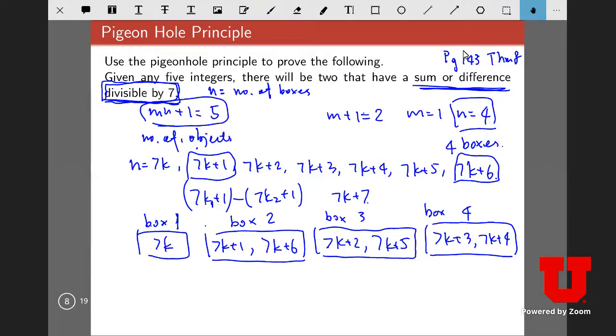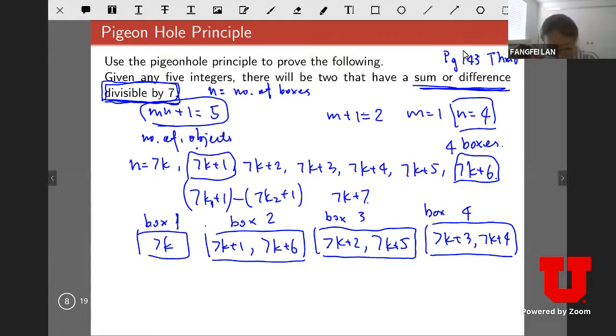I have a question. Is this only for the sum? Do we have to do the difference later? There are going to be cases where both the sum and the difference will work. Sometimes the sum will work, sometimes the difference will work. It just depends on what happens with the integers you were given, because you're given 5 random integers. You don't know what type of integers you will be given. So sometimes it will be the sum, sometimes it will be the difference.